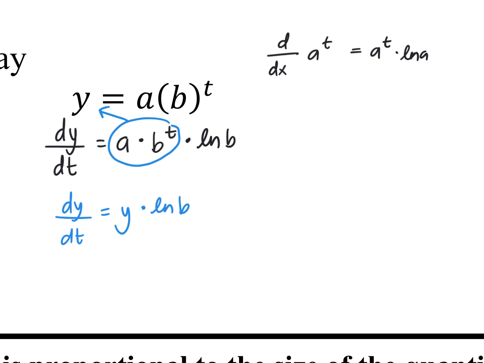And now the natural log of b, like I said, b is just a constant. So this is just a number. So I'm going to give it a variable, and I'm going to give it a specific variable for a reason that I'll explain here very shortly. I'm going to give it the constant k. So I've got dy/dt is equal to a constant k times y.